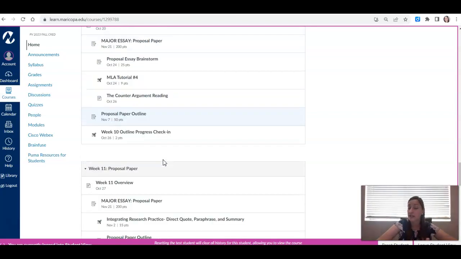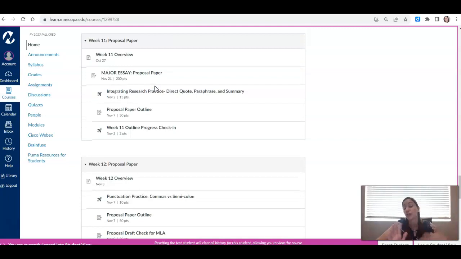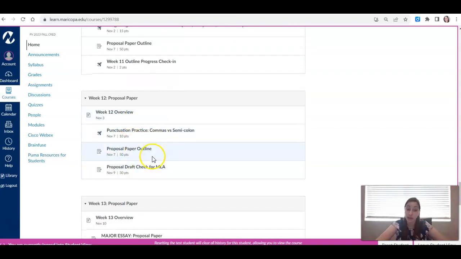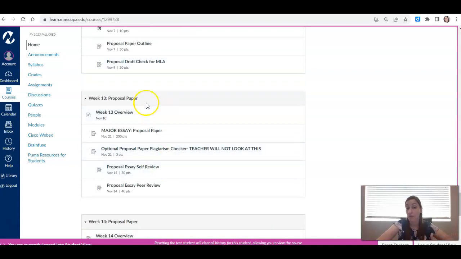You'll see that we're working on some minor assignments like MLA Tutorial 4 and integrating research to continue to improve our writing. Then we are done with our outline and we move into drafting. We're going to be checking our draft for MLA. We're going to be doing self and peer review as well.